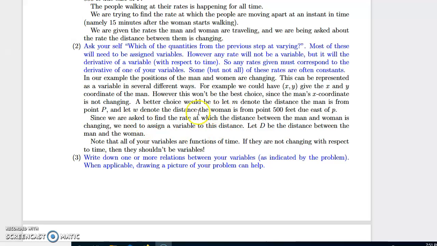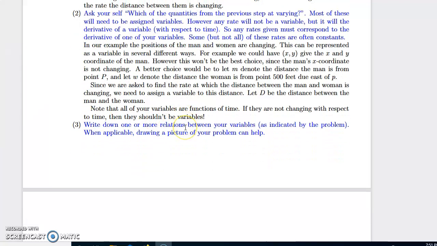Now, every single one of our variables has to be a function of time. So you can kind of do a sanity check here and think, are these actually functions of time? And if any of them don't change with respect to time, then you have chosen the wrong variables. Now for the next step, you need to write down one or more relations between your variables, and these relations are usually indicated somewhere in the problem. When applicable, drawing a picture of the problem can definitely help.